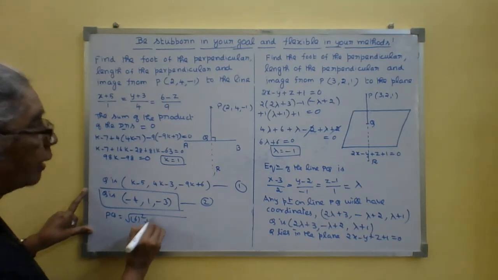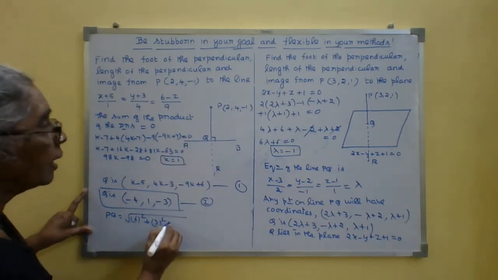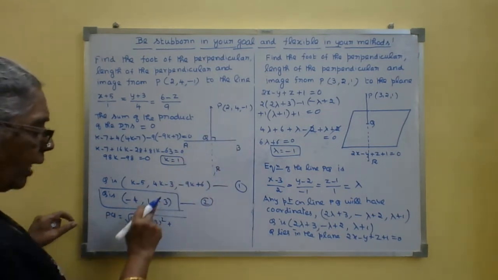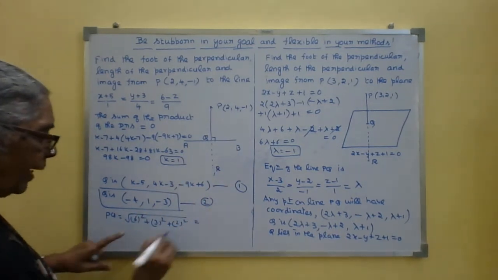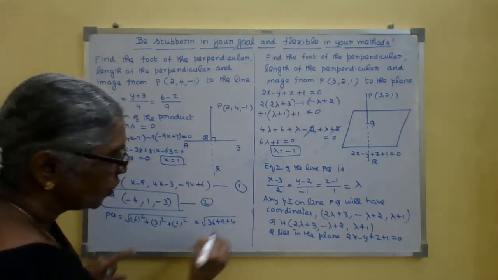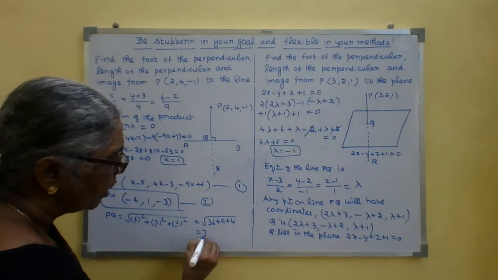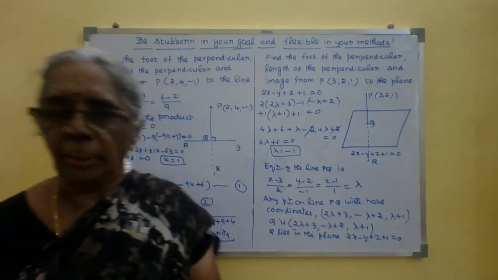So 6 squared plus 4 minus 1, so 3 squared. Okay, plus minus 1, that will become plus 3, so 2 squared. I will get root of 36 plus 9 plus 4. So I will get 49, so I will get 7 units. This is the length of the perpendicular.